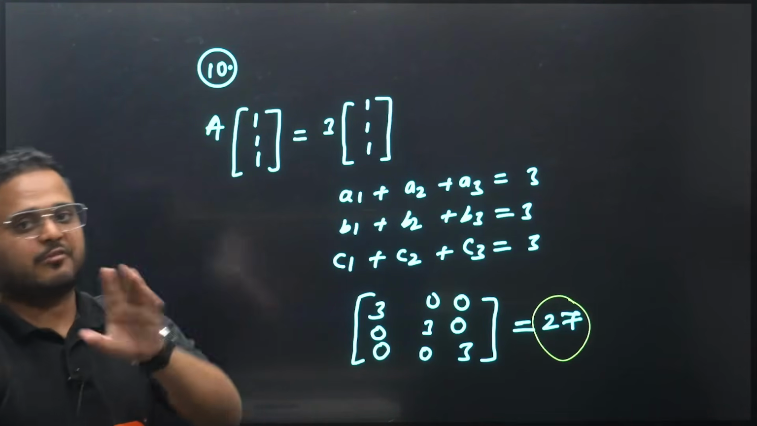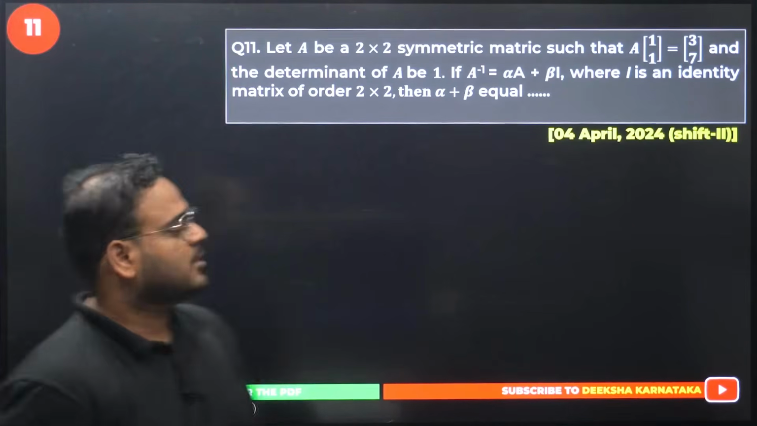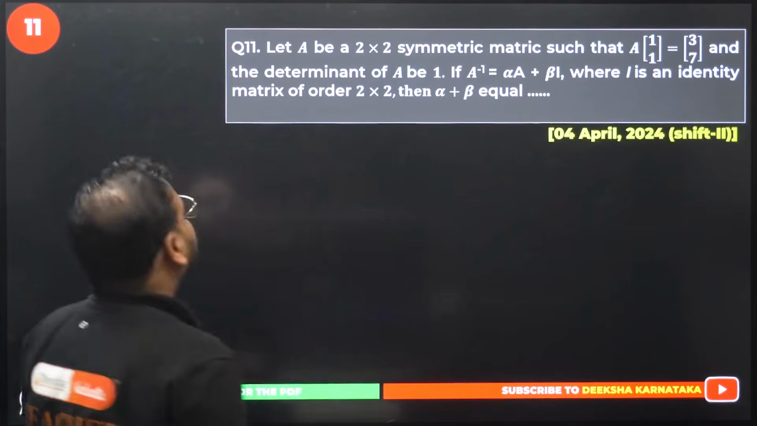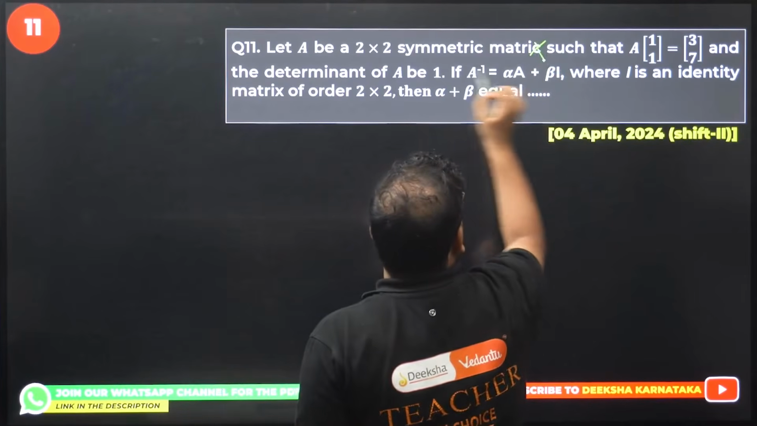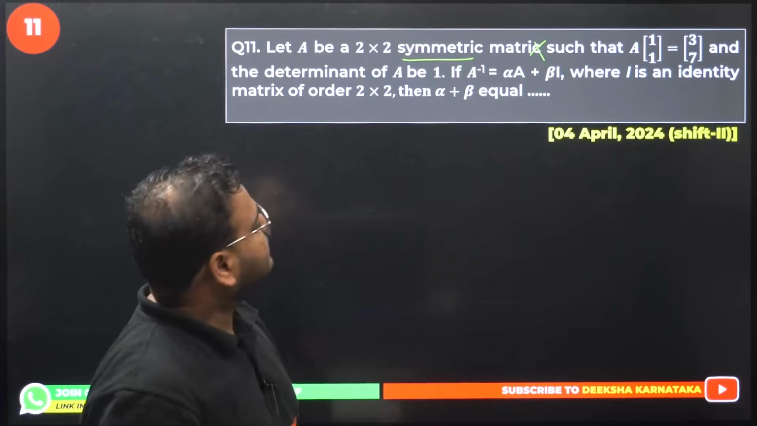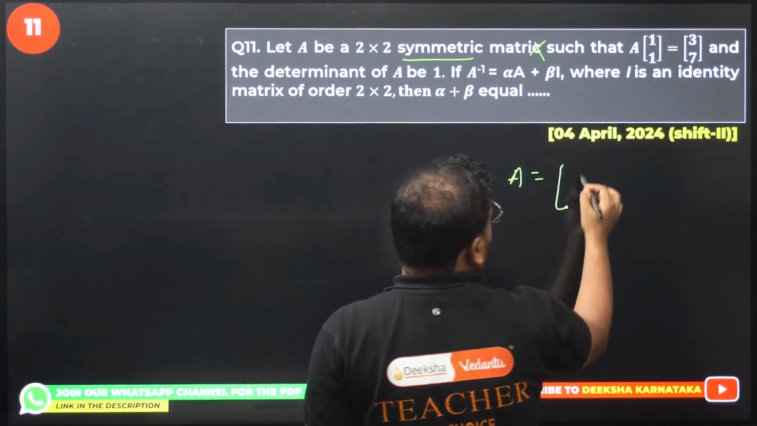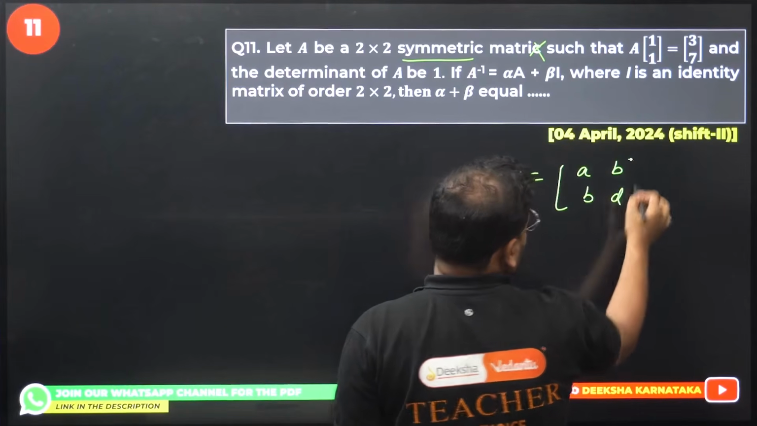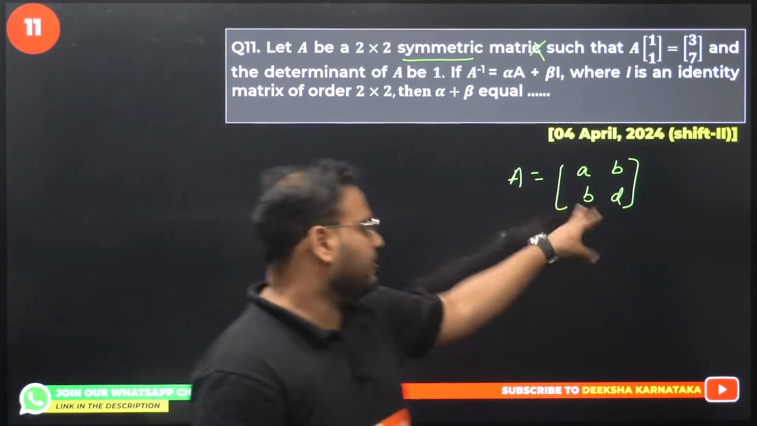Question number 11, you can try solving from your side. Okay, 11th, all of you can solve. This one is simple, very simple. Okay, what is it? A is a 2 cross 2 symmetric matrix. It means if I'm writing the matrix A, it'll be A, B, B and D. There is no C over here because it is a symmetric matrix.